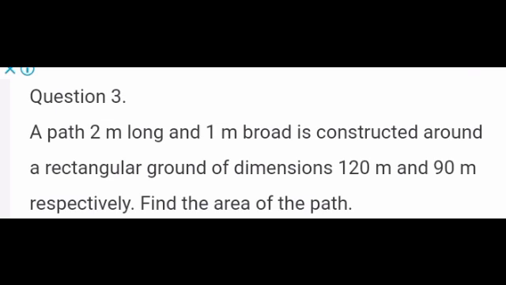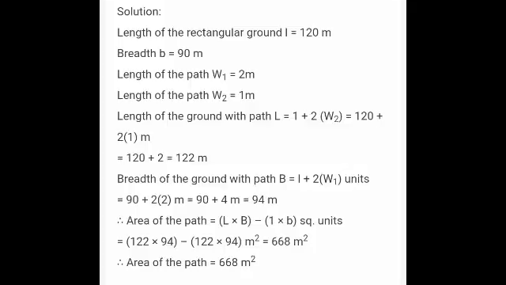A path 2 meter long and 1 meter broad is constructed around a rectangular ground of dimensions 120 meter and 90 meter respectively. Find the area of the path. Solution for the question. Length of the ground is 120 meter, that is given. Breadth of the ground is also given, 90 meter. And the path 2 meter length and 1 meter broad is laid around the rectangular ground.